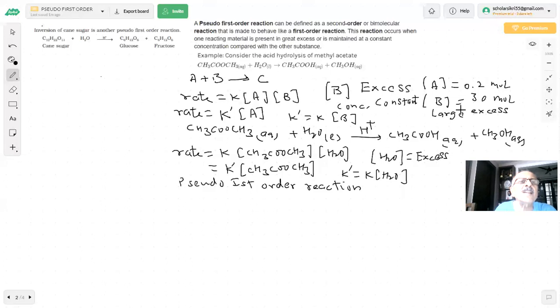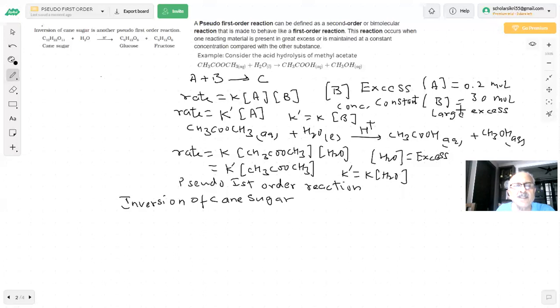I have written another example of this. The question was given: give an example of a pseudo first order reaction. You have seen this is my cane sugar. What is cane sugar? C12H22O11. The inversion of cane sugar, I am saying. Important in chemistry. Inversion of cane sugar is very important. We will study that in one of the chapters of biochemistry also.